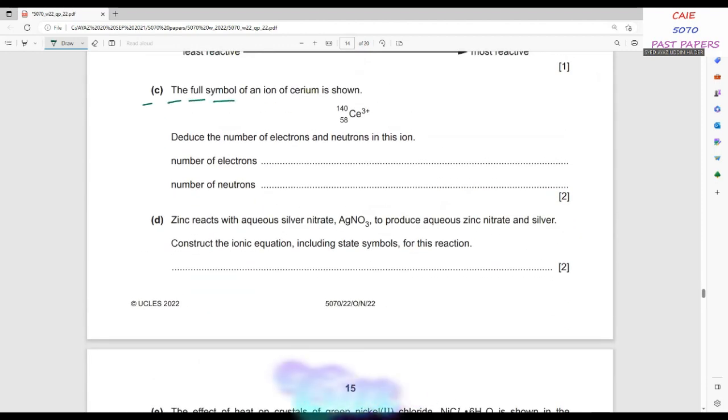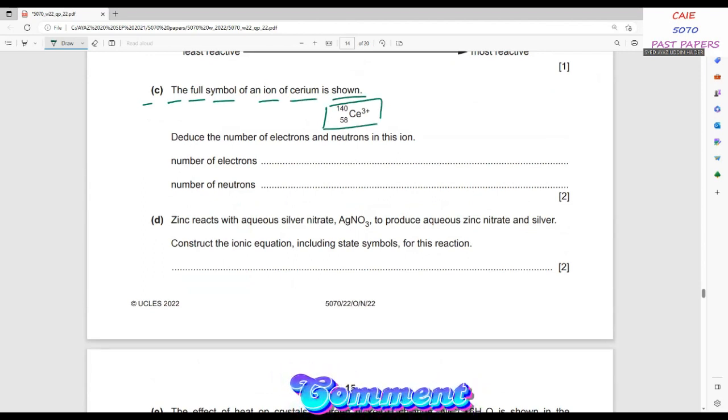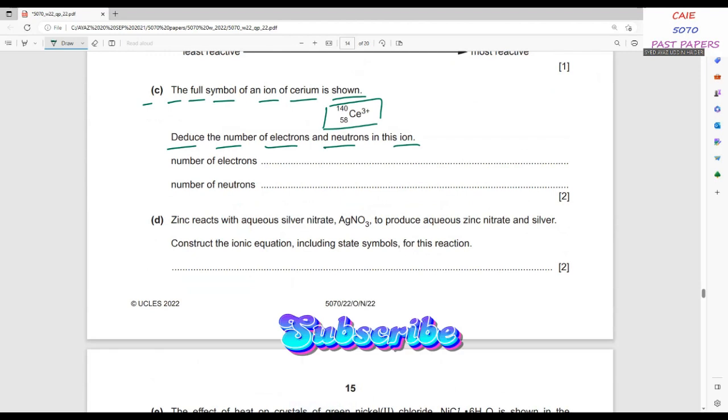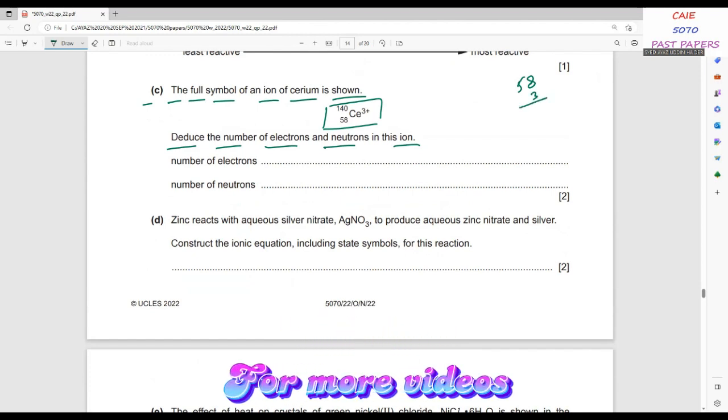The full symbol of an ion of cerium is shown. This is a symbol for the ion of cerium, Ce3+. Deduce the number of electrons and neutrons in this ion. So 3+ means it has lost 3 electrons. So what you will do, you will subtract 3 from 58. So what will you get? You will get 55. So you'll write 55 here.